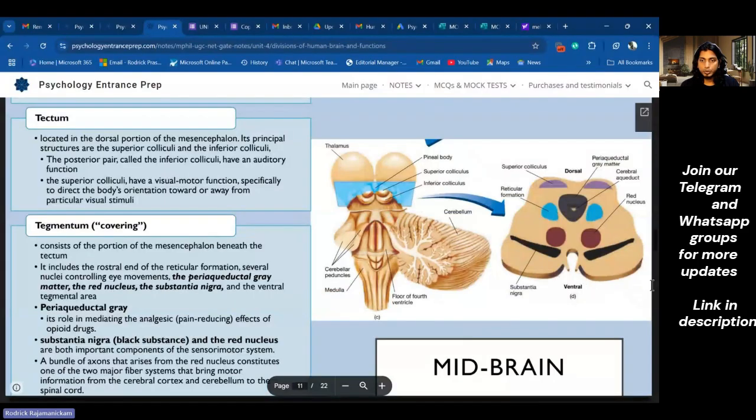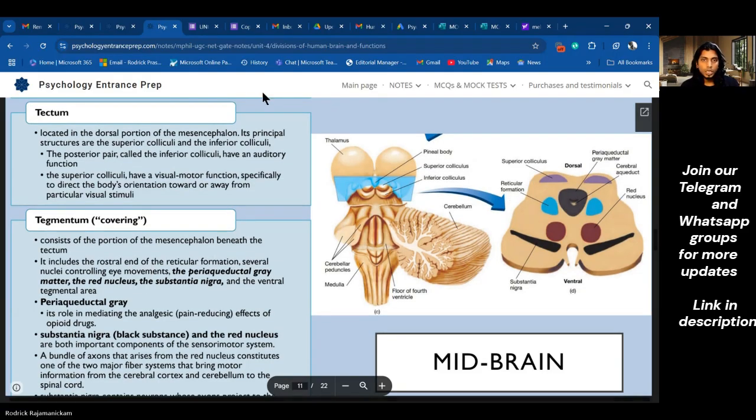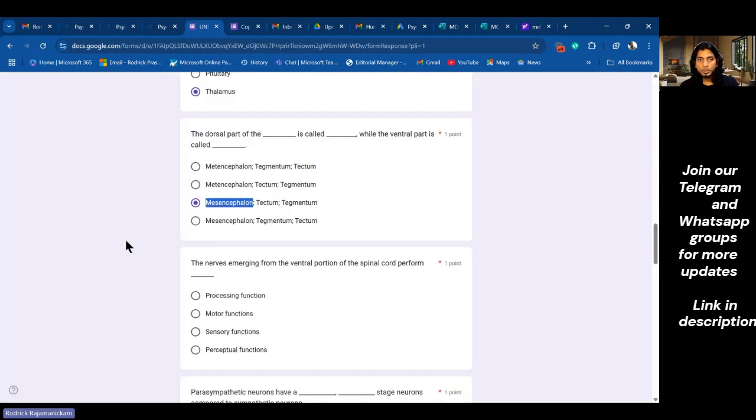So ventrally, you have all these structures, and at the top, you have the tectum. The tectum is the dorsal portion, at the top. It has your superior and inferior colliculus. And the tegmentum, which is at the bottom, has all the rest of it: substantia nigra, red nucleus, reticular formation, and even the aqueduct. All these are part of the tegmentum. So that is one thing to remember. Dorsal is tectum, ventral is tegmentum, and they are part of the mesencephalon, which is the midbrain, not the metencephalon. Met would be part of the hindbrain, so it is not that.